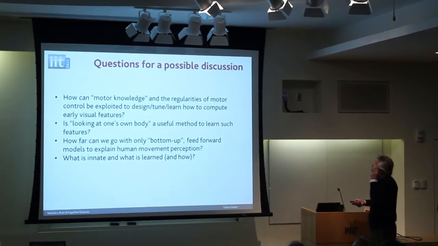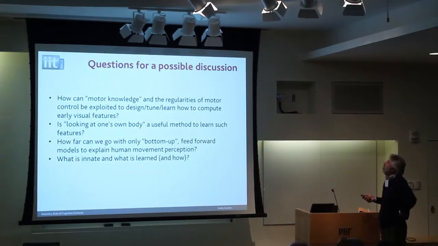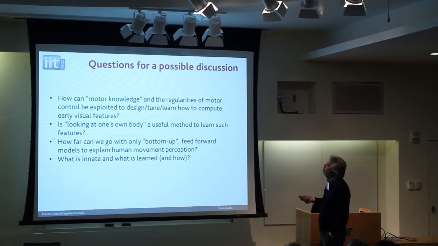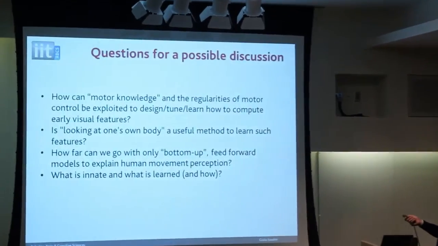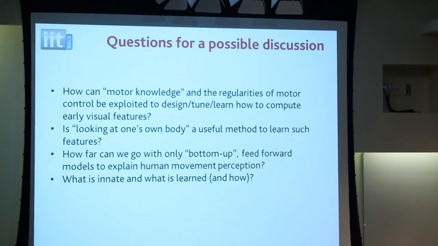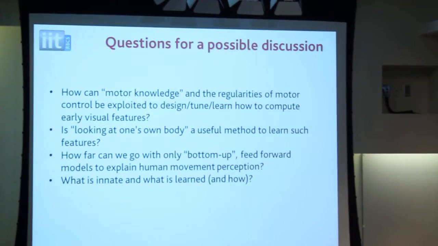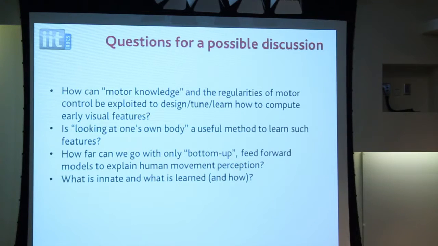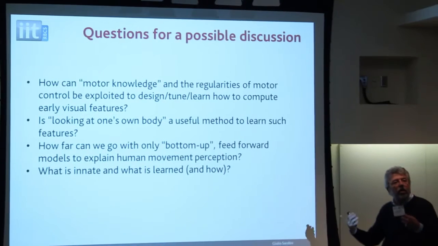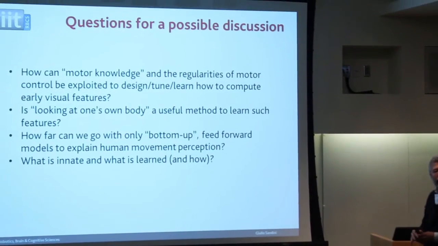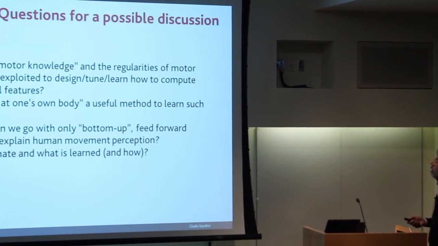So these are the questions that I listed here for possible discussion; maybe we can postpone it or move it to tomorrow. How can motor knowledge and the regularities of motor control be exploited to design, tune, or learn how to compute early visual features? We know that these motor abilities and visual recognition abilities are not innate, but they arrive very early in our life. So is looking at our own body a useful method to learn such features? We have these motor laws really in front of our eyes because we move our arms and our body in front of us. So we can tune these filters by looking at ourselves.